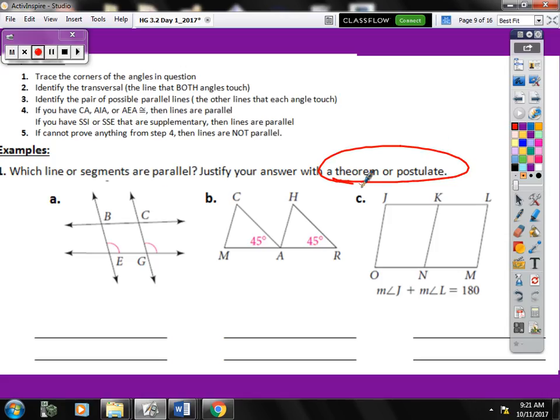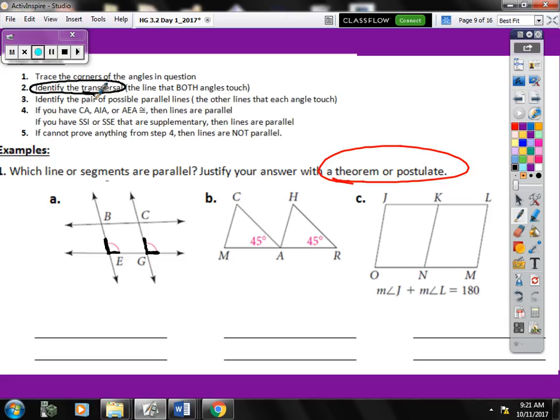So we're either going to write out if some type of angle are congruent, then lines parallel, or using our converse word. So in picture 1A, they've given me that these two angles are congruent. So let's take our pencil and let's trace the corners of the angle. You'll see that's step 1, trace the corners of the angles. Step 2 says to identify the transversal. Remember, the transversal is the line they both touch.